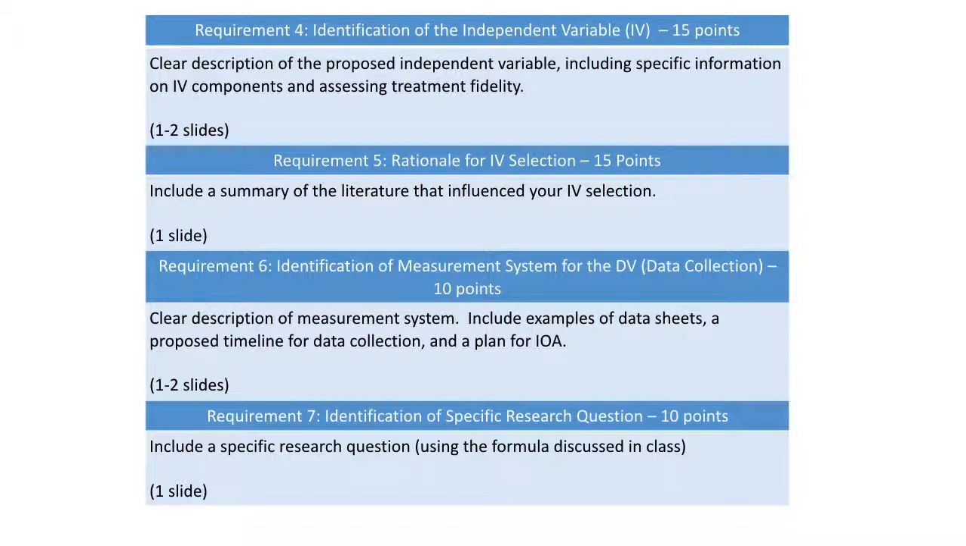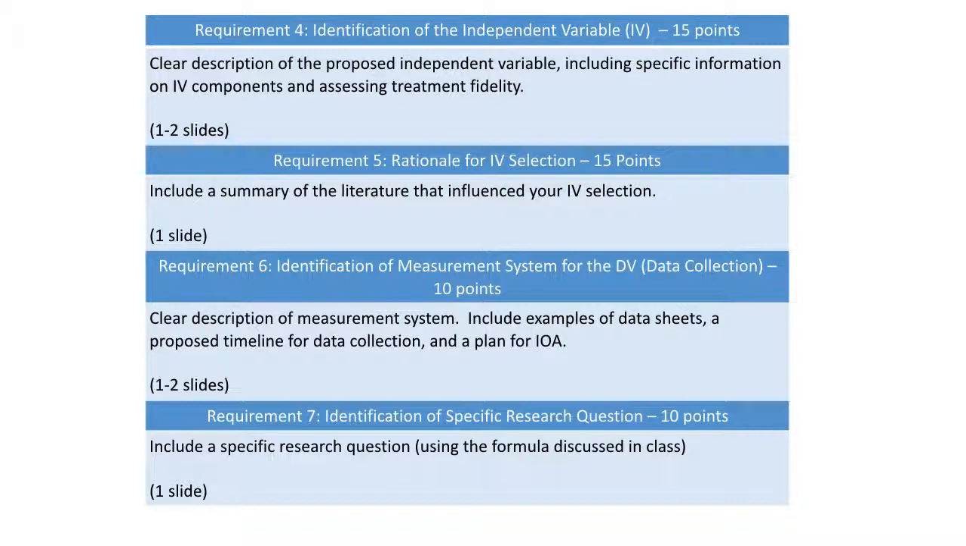It's worth 15 points. Should be about 1 or 2 slides in length. Requirement number 5 is that you're including some rationale for why you chose that independent variable. And this is also worth 15 points. Important to include in this slide a summary of the literature that influenced the selection of your independent variable. Keep in mind that when you did the research synthesis for reading class, that's a great formula. You guys had to write some summary paragraphs.